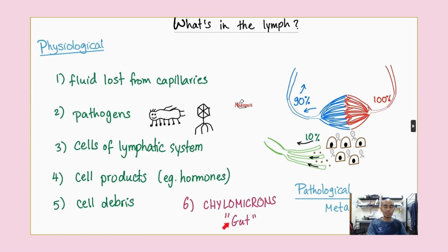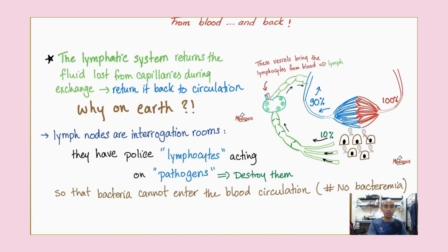Okay, so what exactly is in the lymph? There is fluid lost from the capillary, and then this is what we're going to focus on, the pathogens. There are also cells of the lymphatic system, cell products, for example hormones, cell debris, and chylomicrons from the gut. Chylomicrons are fat that has been packaged into the form of chylomicrons, and also for pathological cases, there are metastases or carcinoma. And then, like I said earlier, the fluid has to go through the lymphatic system so that it can be filtered by the lymph node.